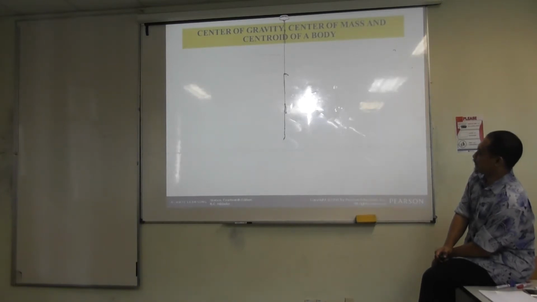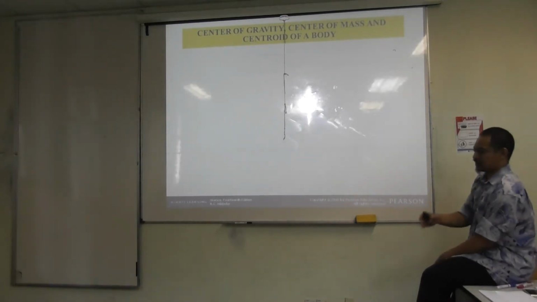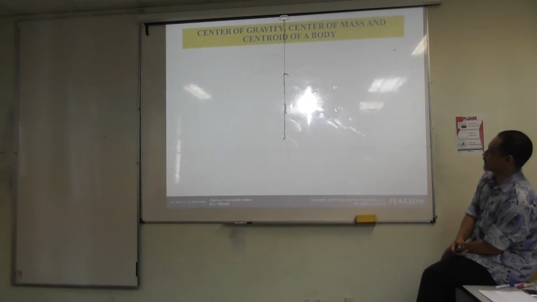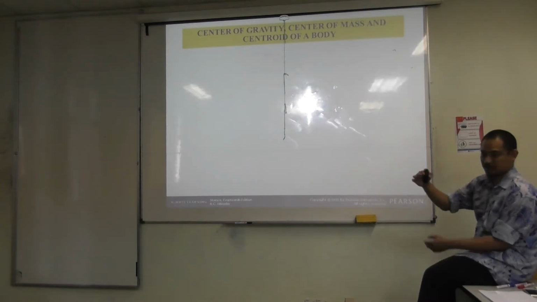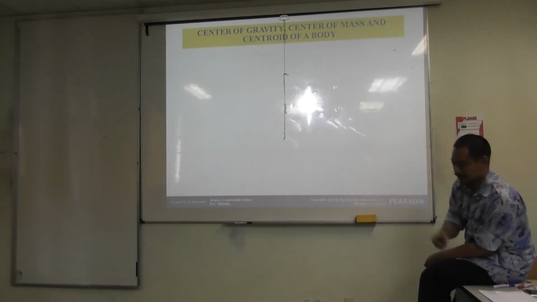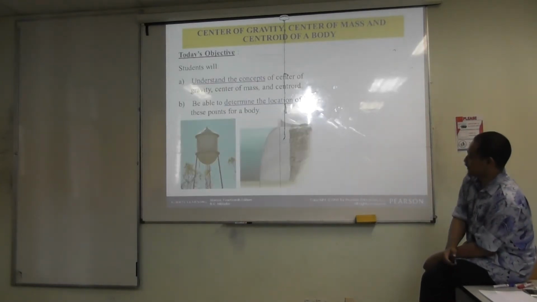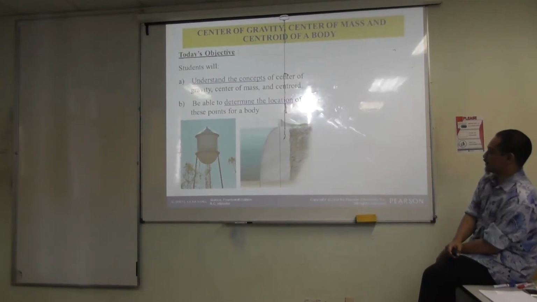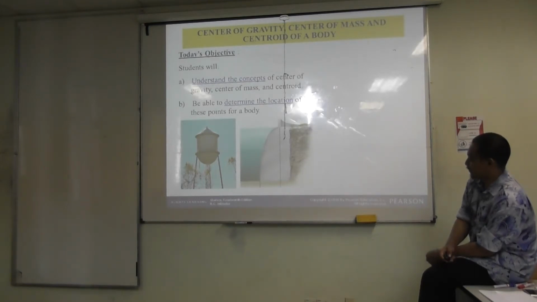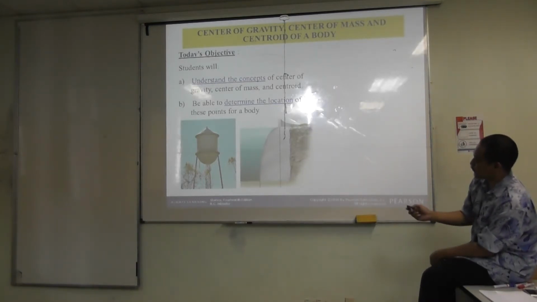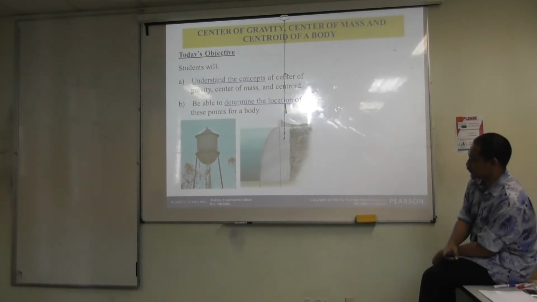Okay. But now I think in normal real conversation in real life, the most famous is center of gravity. For example, if you talk about vehicles, sometimes you know about center of gravity. So in this part, the objective is for you to understand the concept of center of gravity, center of mass, and centroid. And not only that, we need to know how to locate the location.